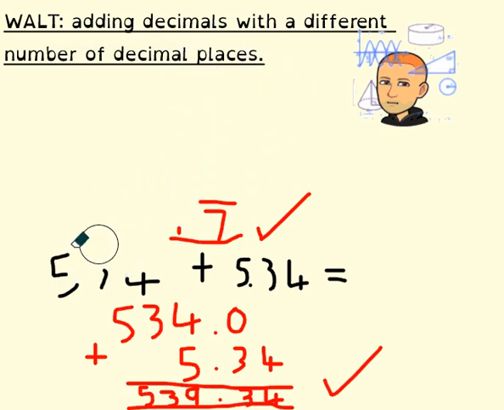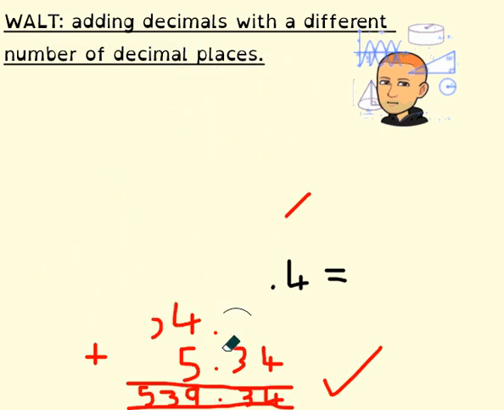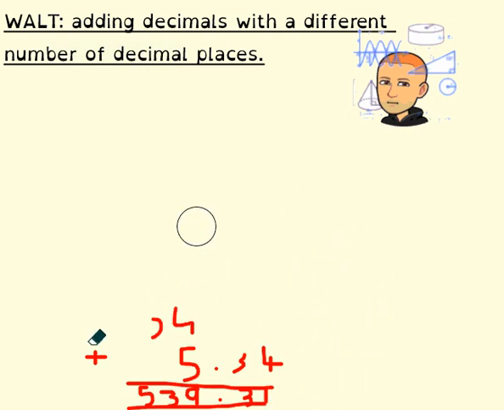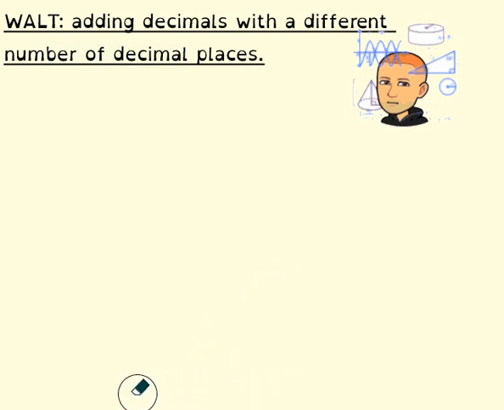So lining decimal points up is crucial when adding or subtracting or using any of the 4 operations involving decimals. It's really, really important. You have got on your worksheet today 7 questions which will allow you to practice that skill. So the first 7 questions will help you consolidate what I've just said there.